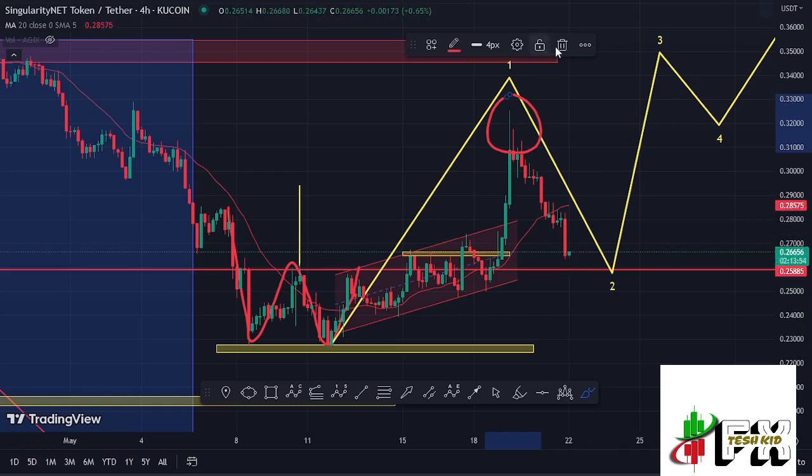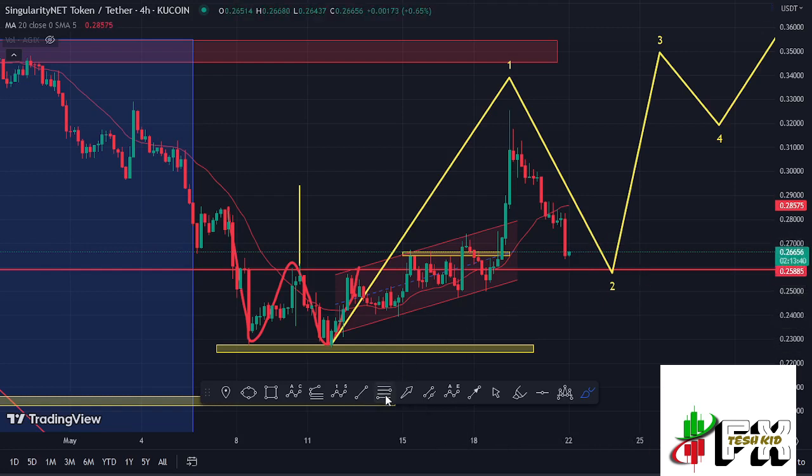And this move to the upside, I have been terming it as an Elliott wave structure to the upside, where we peaked in that first wave to the upside, and whatever we have been seeing was a corrective structure in the formation of this wave 2.